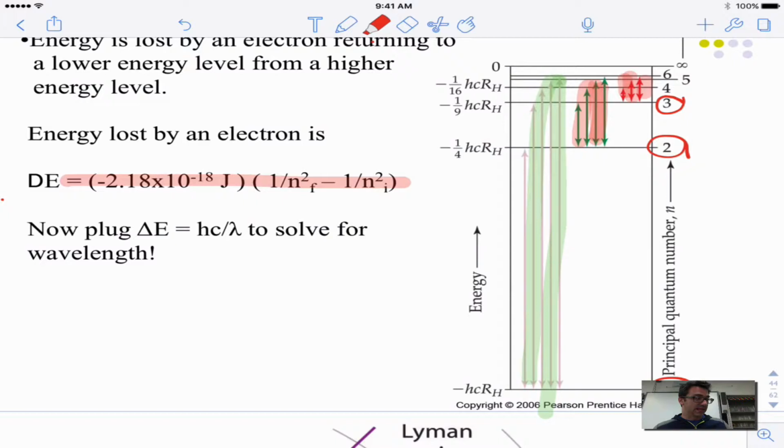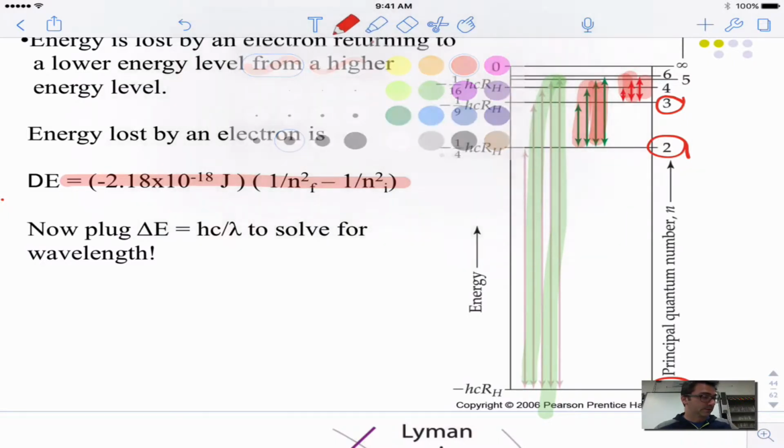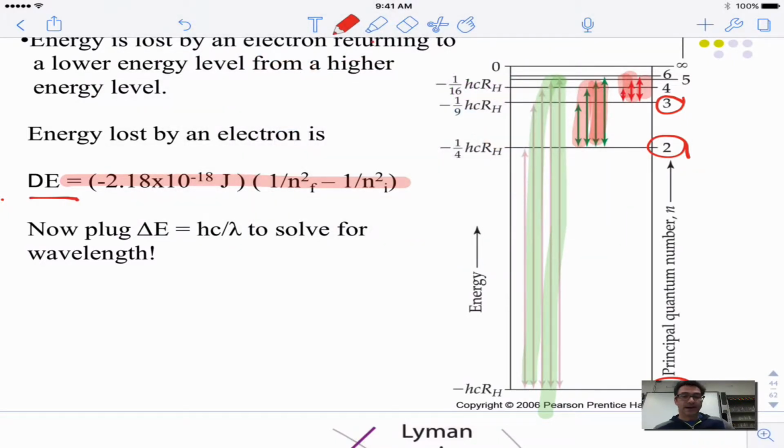So what this shows me is that the change in energy of an electron is equal to what's known as the Rydberg constant times 1 over the final energy level squared minus 1 over the initial energy level squared. What we can do is find this change in energy and then plug that into Planck's equation and find the wavelength. So let's try that. Let's do this for from 6 to 2. So from n=6 to n=2.